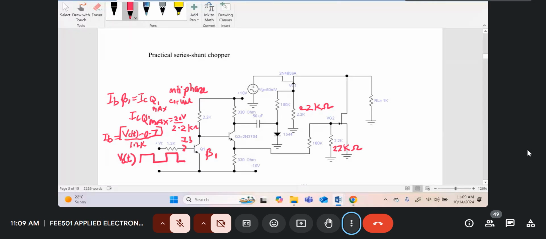So it means that Q2 will be off, because to bias Q2 on, you need at least approximately 0.7 volts. So when Q1 is on, Q2 is off. And when Q2 is off, what is the voltage at the collector of Q2? Let's call the collector A, and the emitter of Q2, let's call it B.